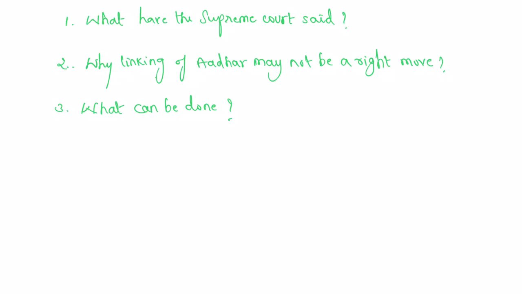Section 7 states that Aadhaar is mandatory for any government scheme that draws from the Consolidated Fund of India. This means that if you want to avail benefits such as ration, LPG subsidy, or MGNREGA, you have to furnish your Aadhaar number or your Aadhaar enrollment ID. And now let us see why linking of Aadhaar may not be a right move.